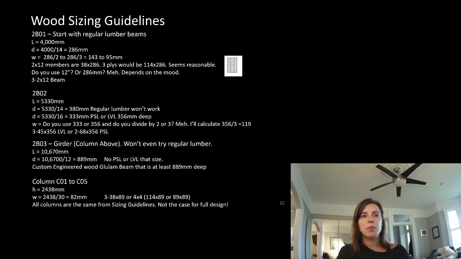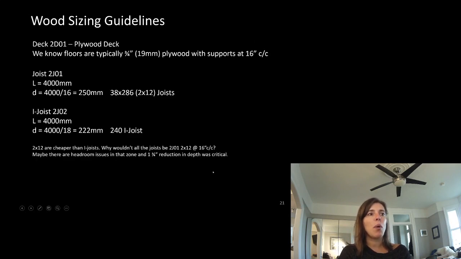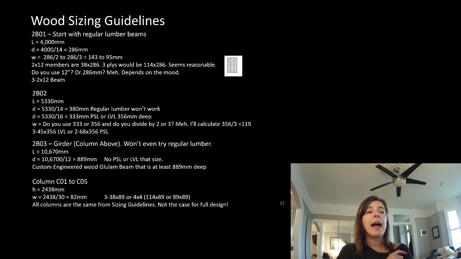Now, all of those columns, based on our sizing guidelines, are exactly the same. But look, C01 is taking just a tiny little corner of load. C02 is taking a tributary area about like that. C04 is taking half of 2B03, which has got some column above, which has got some big load on it, and it's got a much bigger tributary area from the second floor. So we can see at a glance that these shouldn't be the same thing, but for our preliminary sizing guidelines, this would be a pretty good place to start.